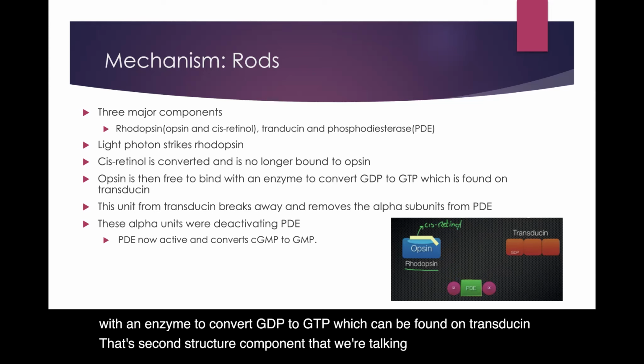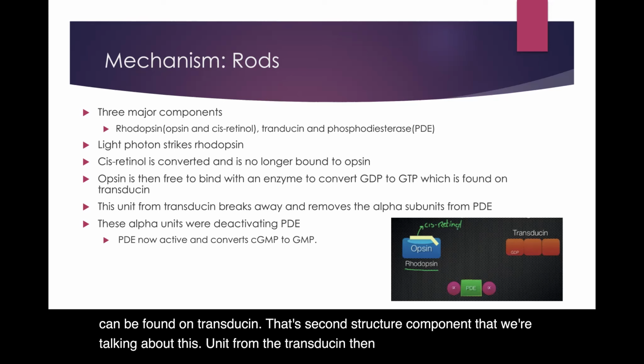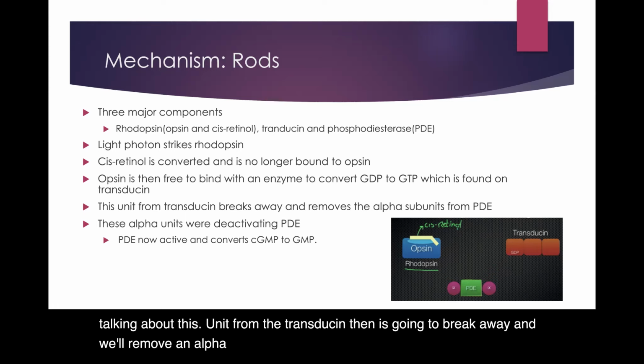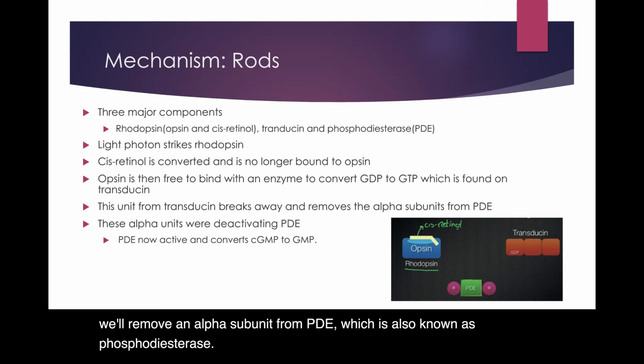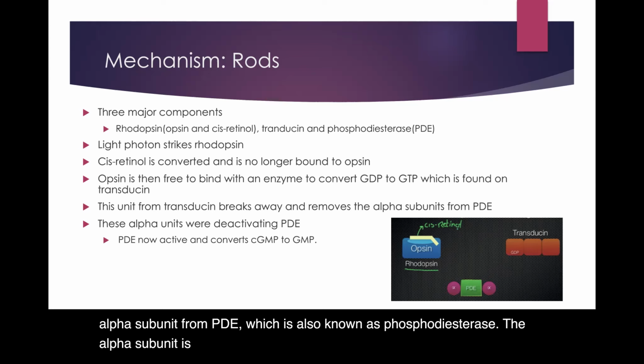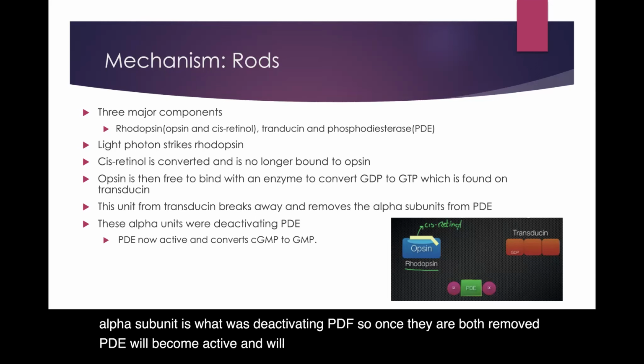This unit from the transducin then is going to break away and will remove an alpha subunit from PDE, which is also known as phosphodiesterase. The alpha subunit is what was deactivating PDE. So once they are both removed, PDE will become active and will convert cyclic GMP to GMP.